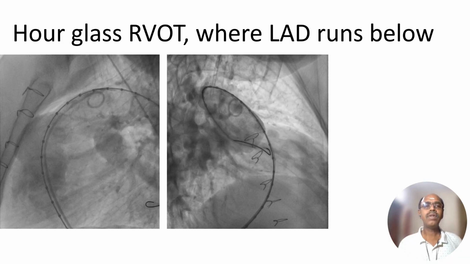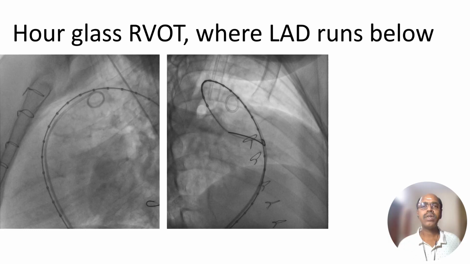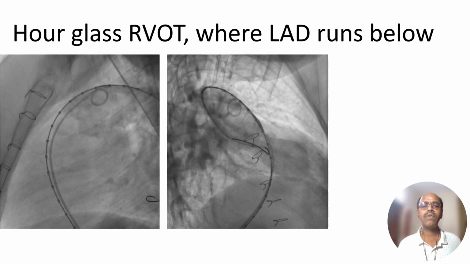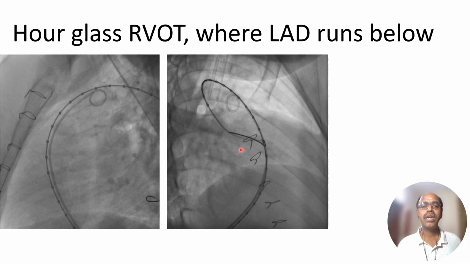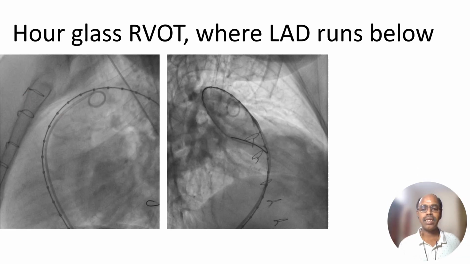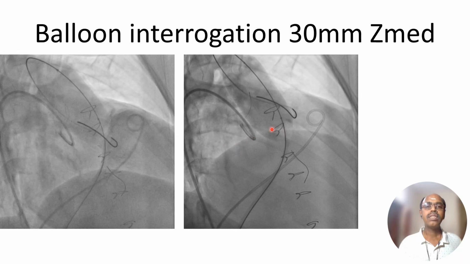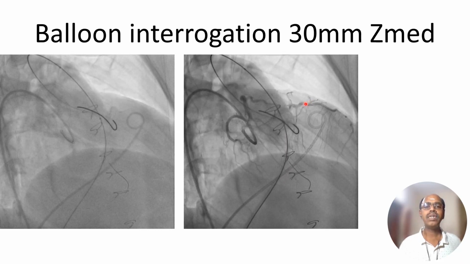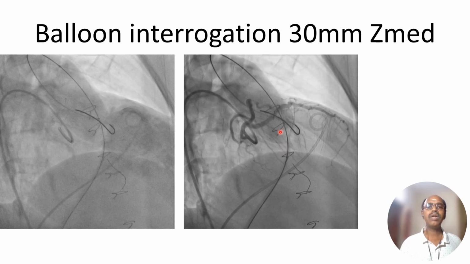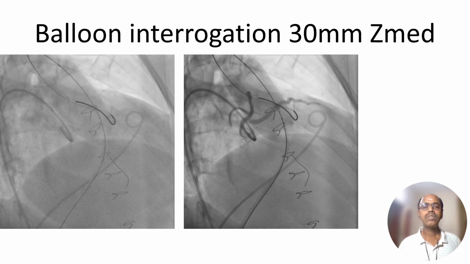An example of an hourglass right ventricular outflow tract where the left anterior descending coronary artery courses exactly below that hourglass region. This is an example of an hourglass right ventricular outflow tract in RAO projection as well as in lateral projection. And if you look at the coronaries, the left anterior descending coronary is just crossing at that region. However, with the 30 millimeter Zemet balloon interrogation, there is no coronary compression.